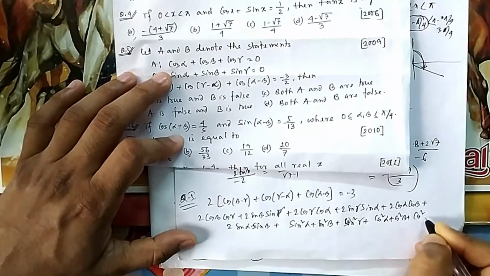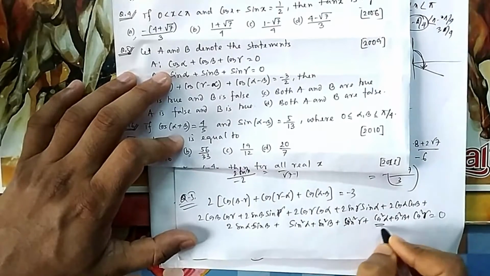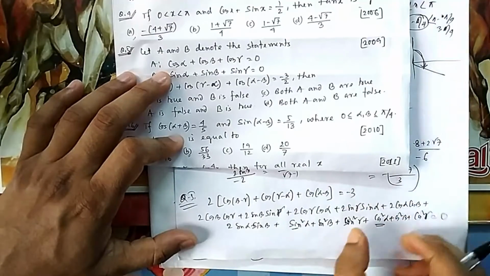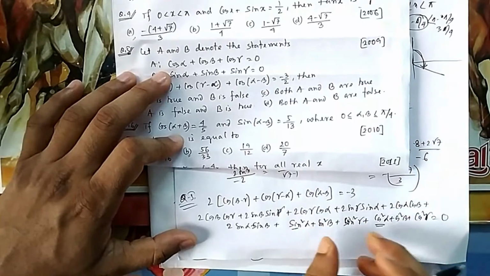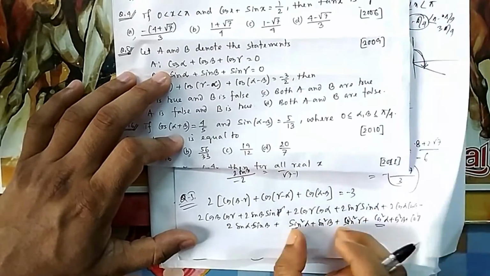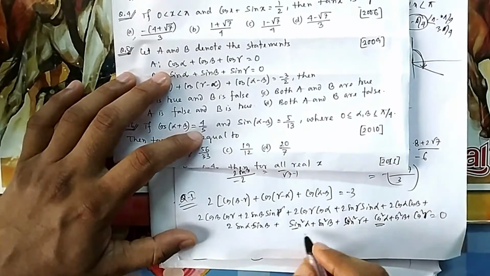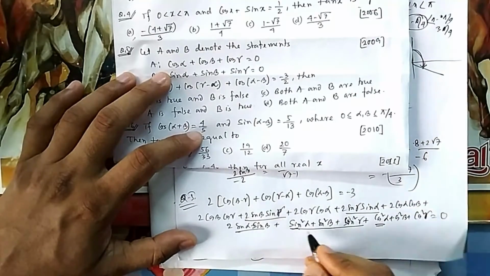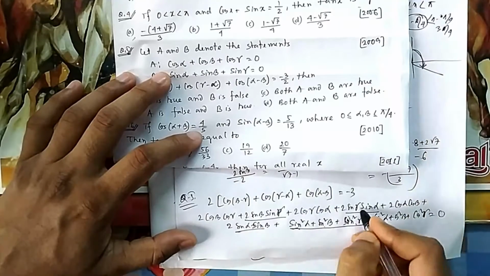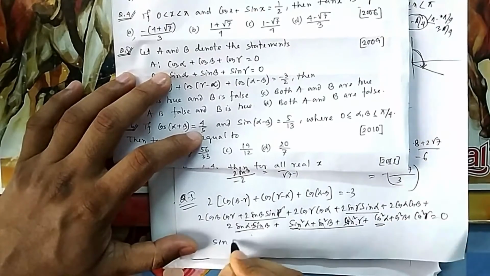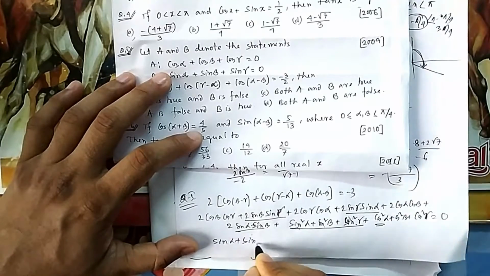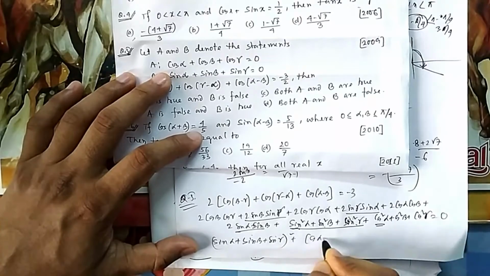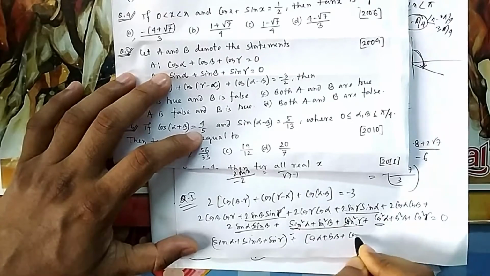So what I have done, I have added 3. You can see sin square plus cos square will give me 1, this will also give me 1, this will also give me 1. So in place of these 3 I am writing 1, 1, 1, so 1 plus 1 plus 1 is 3. So what will happen? All these sine terms: a square plus b square plus c square plus 2ab, 2bc, 2ca, that is (a plus b plus c) whole square. If you see the formula, it becomes a square. Similarly for cos, it will be (cos alpha plus cos beta plus cos gamma) whole square.